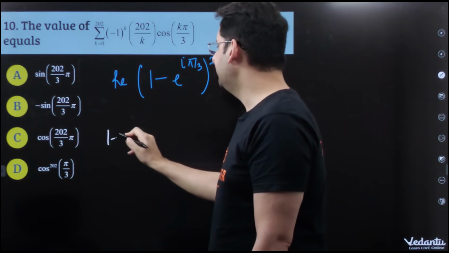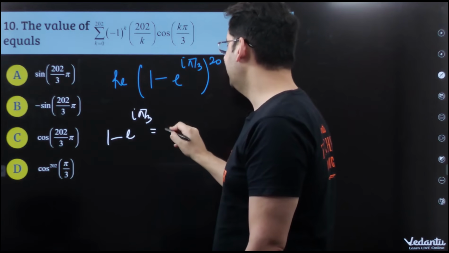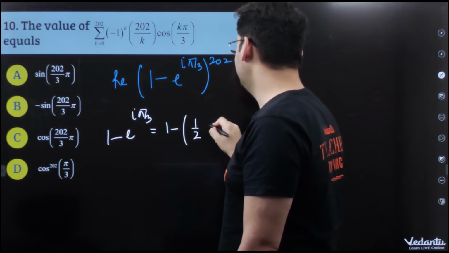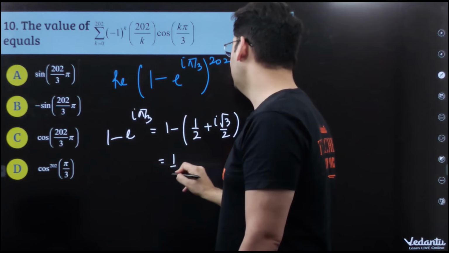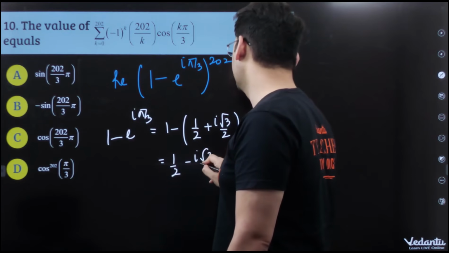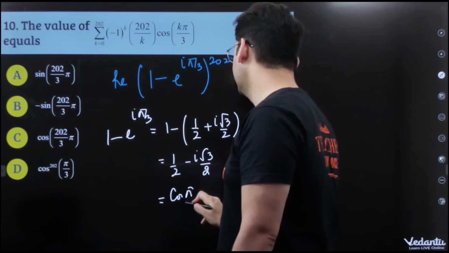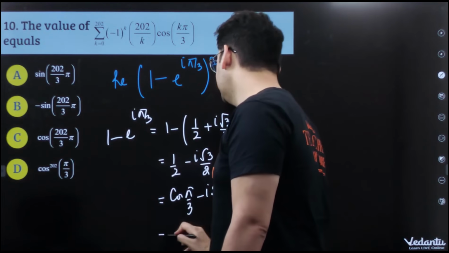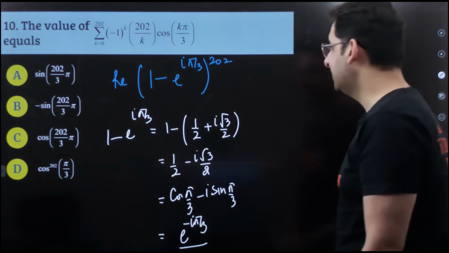Let us look at 1 minus e to the power iota pi by 3. So this is 1 minus cos pi by 3, which is 1 by 2, plus iota root 3 by 2. So this is 1 by 2 minus iota root 3 by 2, which becomes cos pi by 3 minus iota sine pi by 3. So this is actually e to the power minus iota pi by 3.